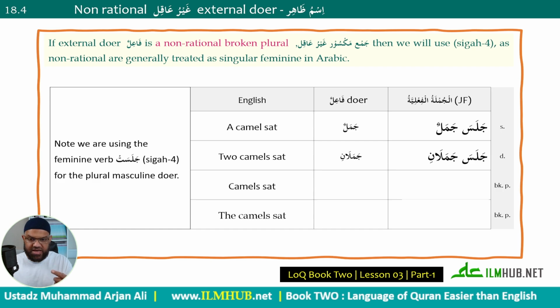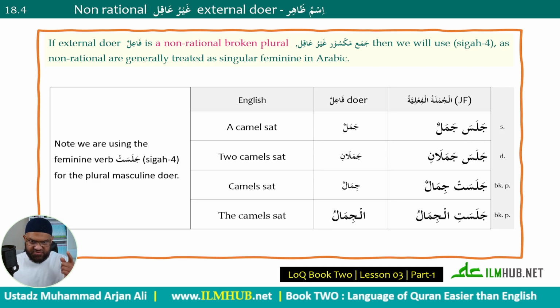The word for camels in plural is jimal. And non-rational meaning it is not human, jinn, or angel. So camel, of course, does not fall into these 3 categories. So I will have to treat it as feminine. Here I will say jalasat jimalun. Jalasat jimalun. And you can see that is the doer. Of course, if I put al, meaning the camels sat, I would say jalasatil jimalu. Again, I'm using the singular feminine.